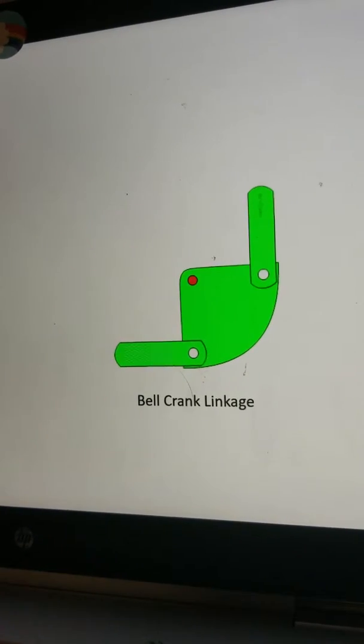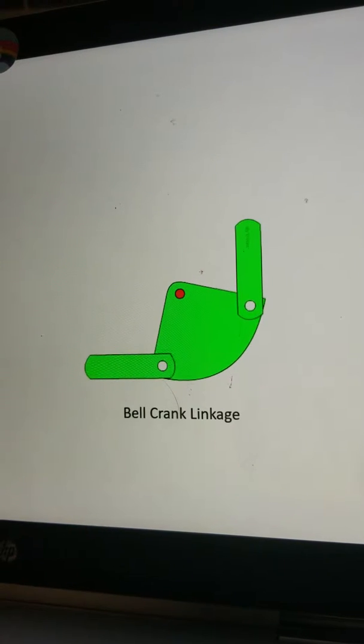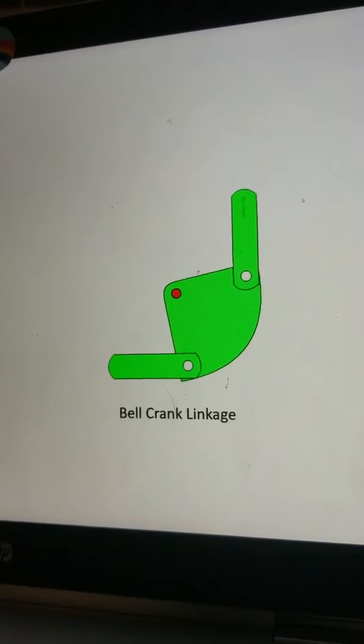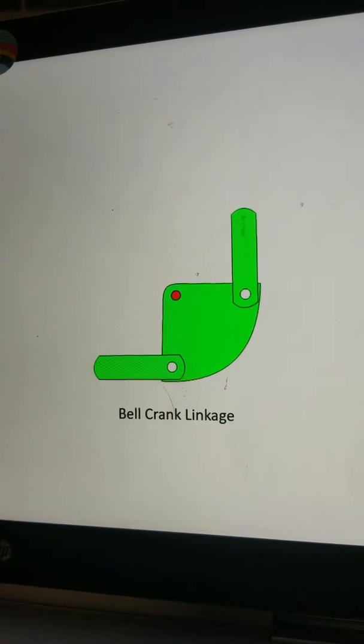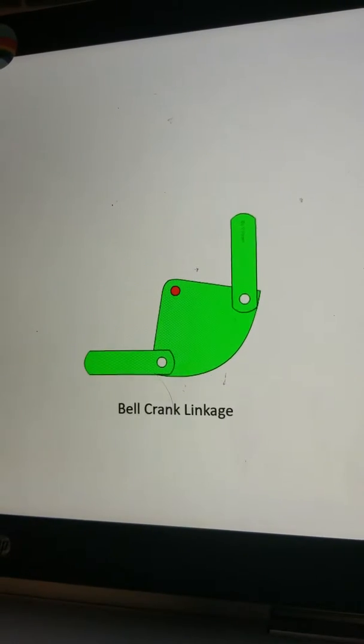And lastly, we have the bell crank linkage. This type of linkage allows for horizontal and vertical movement. An example of this is brakes on a bike. Some other types of linkages are the Watt linkage and the Peaucellier-Lipkin linkage, which are 2 prime examples that we will look into later on.